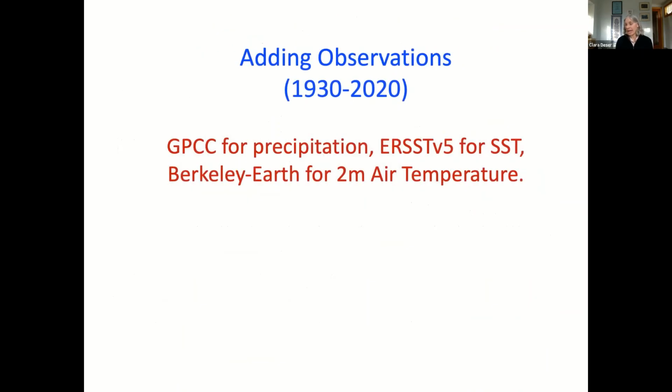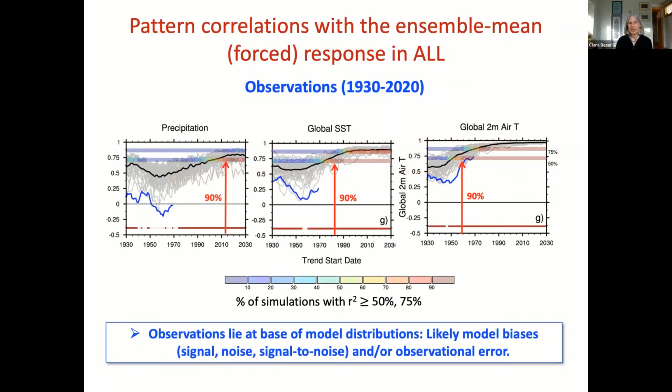Okay, and then the very last thing is just to add onto those diagrams the observed result, the pattern correlations with the observations. So we've taken the observed record using these data sets and just done the pattern correlation between the observed trends and the ensemble mean trends. And here they are for precipitation, global sea surface temperature, and global 2-meter air temperature. I haven't shown you that before. And this is just the pattern correlations with the all-forced experiment.